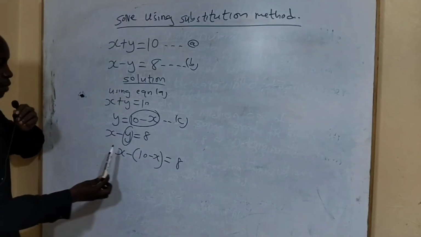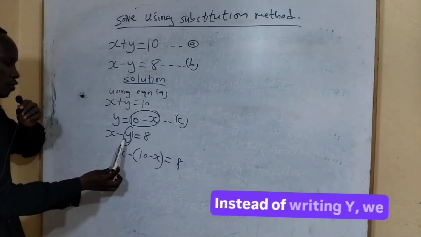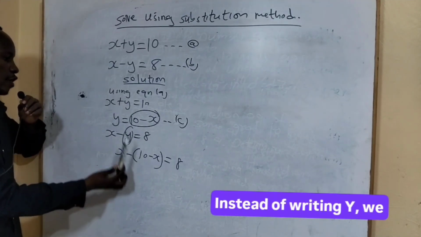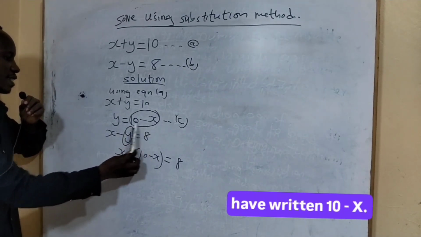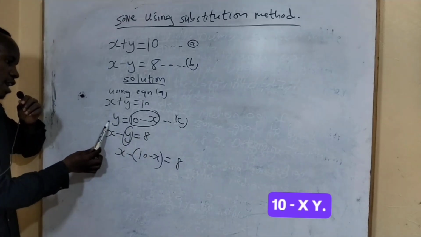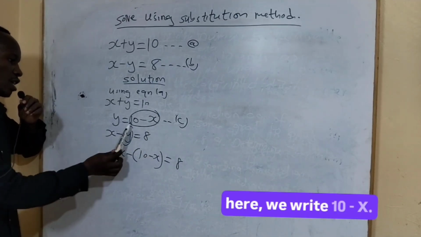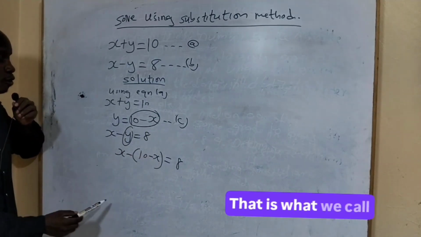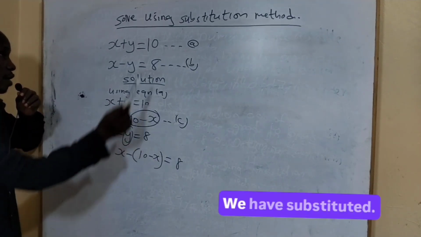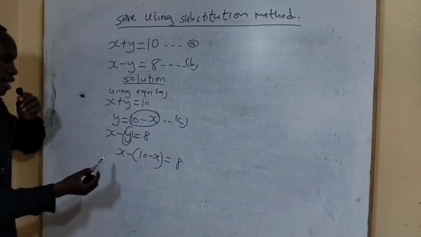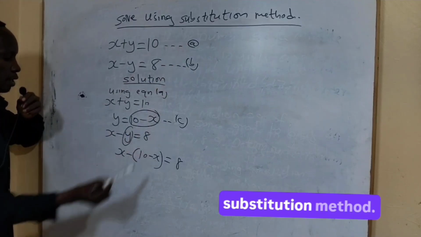Can you see that? What we have done, we have substituted. Instead of writing y, we have written 10 minus x. 10 minus x is equals to y. So instead of writing y here, we write 10 minus x. That is what we call substituting. We have substituted. Hence the term substitution method.